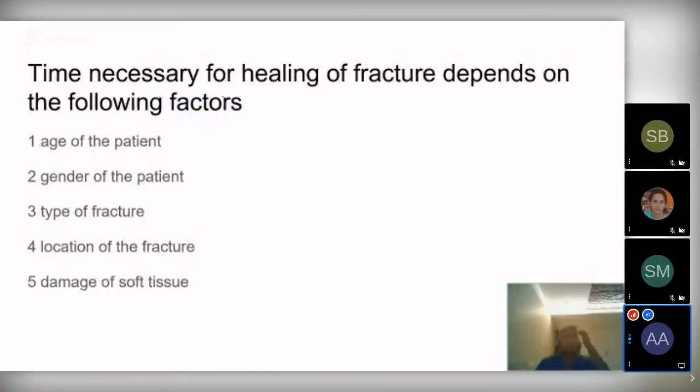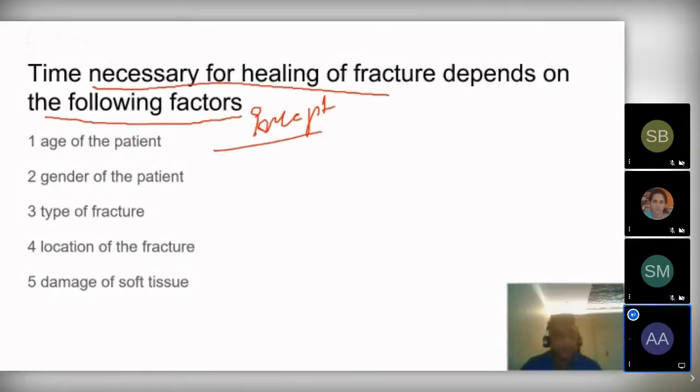Okay, time necessary for fracture healing is again one more interesting question. Time necessary for fracture healing depends on all the following factors except, can anybody answer this? Age of the patient, yes. The younger the patient, the faster the fracture heals. Gender, before that we'll go to type of fracture. I told you open fracture has delayed healing, late healing, and closed fracture has quick healing.